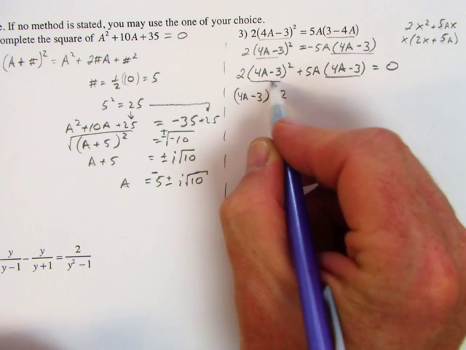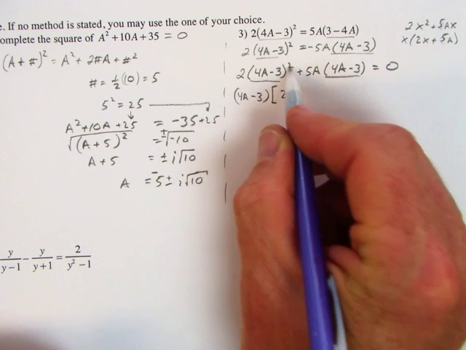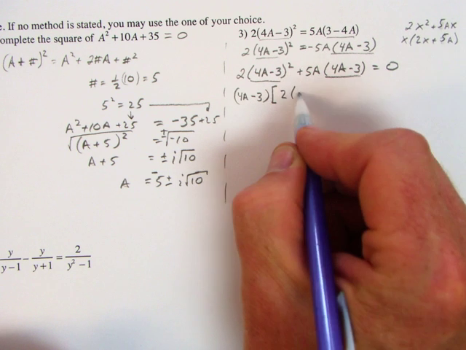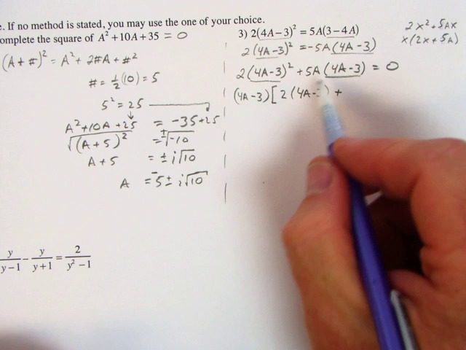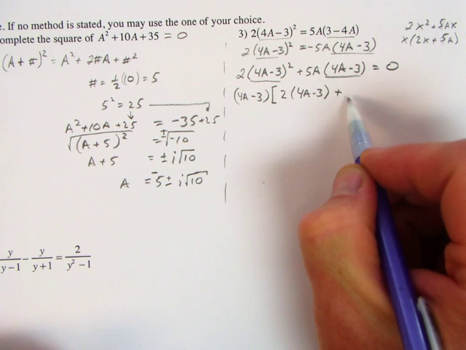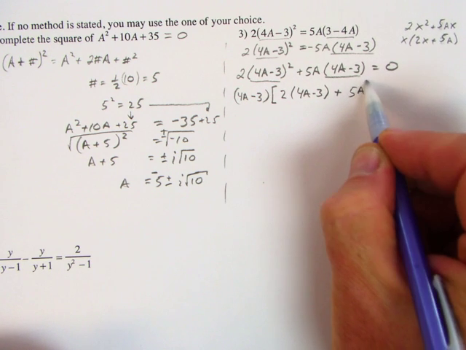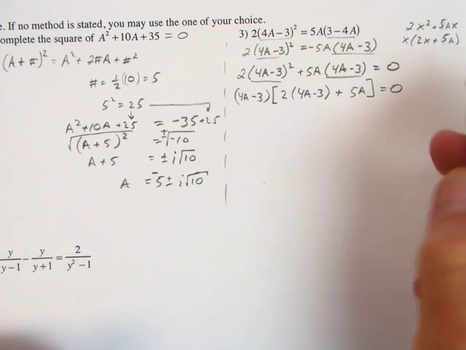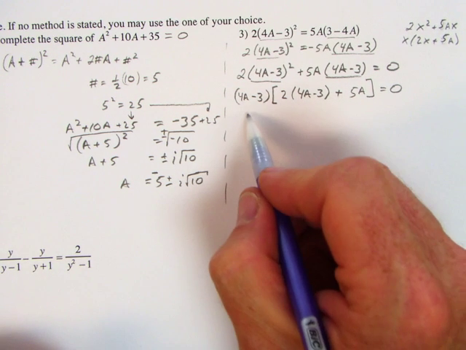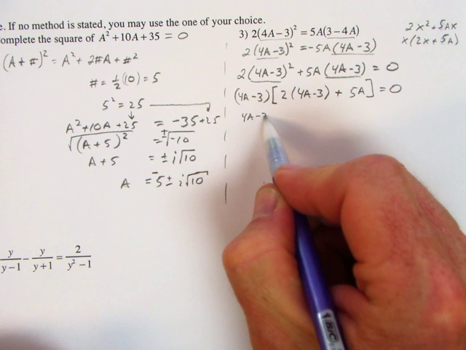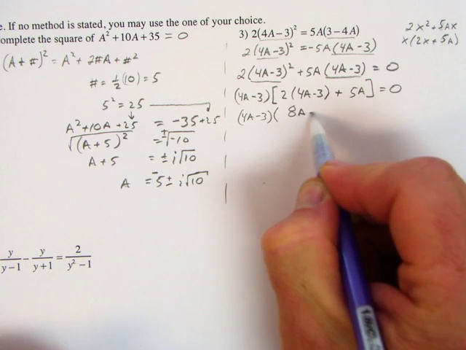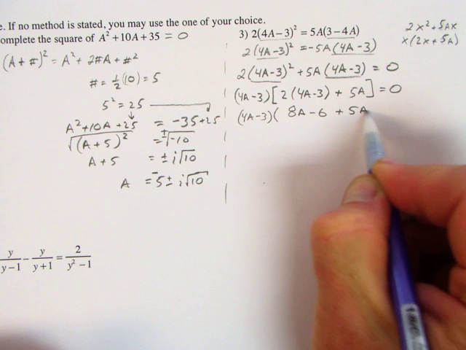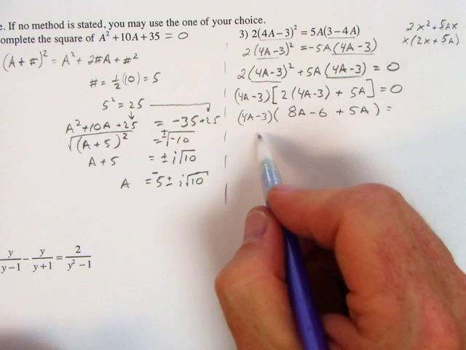So I'll be left with 4a minus 3 times 4a minus 3, which will give me the 4a minus 3 squared, plus 4a minus 3 times what gives me the second one, 5a. Now I can multiply all this stuff out. I'll just write this one down. We'll have 8a minus 6 plus 5a equals 0.